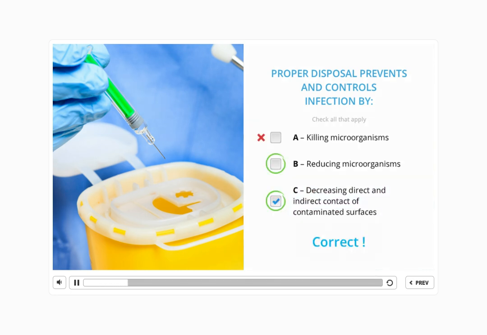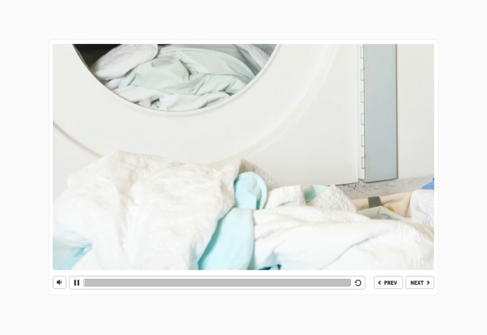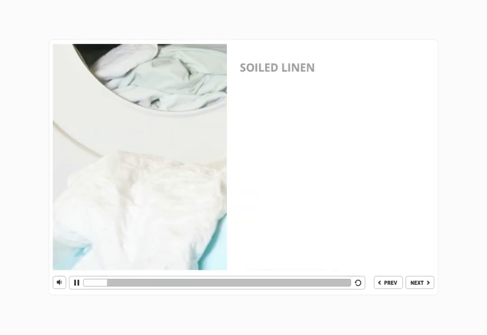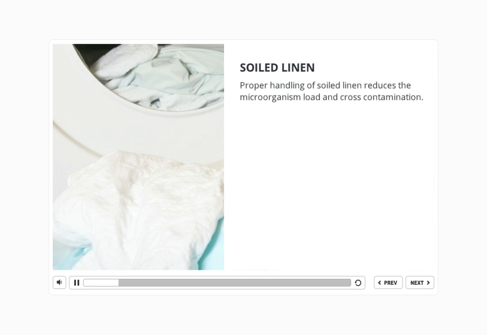Correct, plus B. Containing and removing soiled items reduces the microorganism load in the environment and therefore reduces the risk of cross-contamination. The proper handling of soiled linen reduces the microorganism load and cross-contamination.